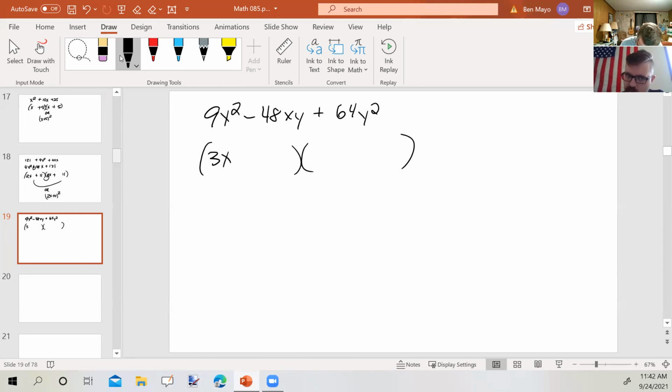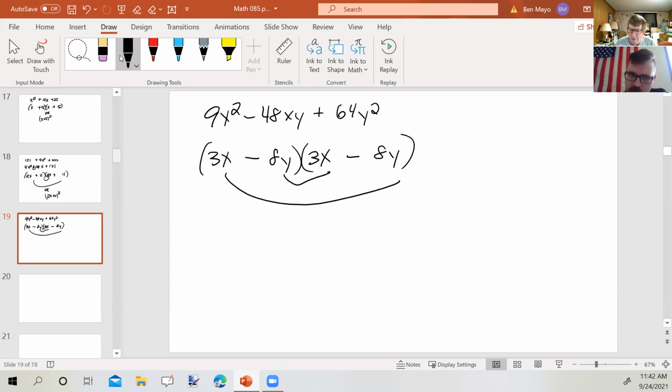So 9x squared would be 3x and 3x. That's how you'd pull it apart. 64y squared would be 8y and 8y. Okay. And then, oh, but the middle is negative, isn't it? So we'd have to have a minus sign in both cases, wouldn't we? Okay. So let's see if that gives me minus 48xy in the middle. Does it? That's minus 24xy. That's minus 24xy. So yes, it does.